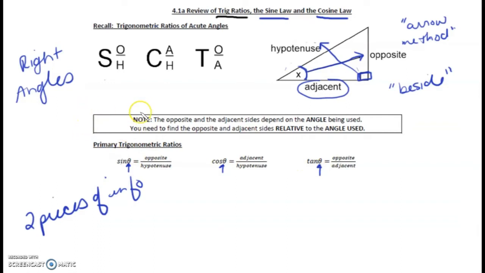And here's the note. The opposite and adjacent sides depend on the angle being used. You need to find the opposite and adjacent relative to the angle used. So, for example, if this angle, y, is being used, this will not be the adjacent anymore. It would be the opposite. This will no longer be the opposite. It would be the adjacent. So you really have to label the angle.